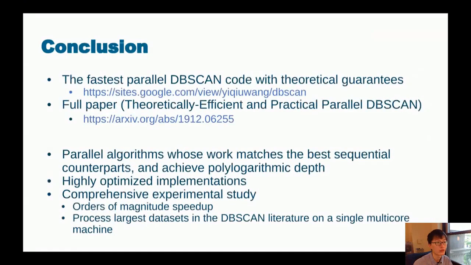In conclusion, we have the fastest parallel DBSCAN code with theoretical guarantees, which is already available online. Please also check out our full paper on arXiv. We summarize our contributions below in the slides, and we will take any questions.